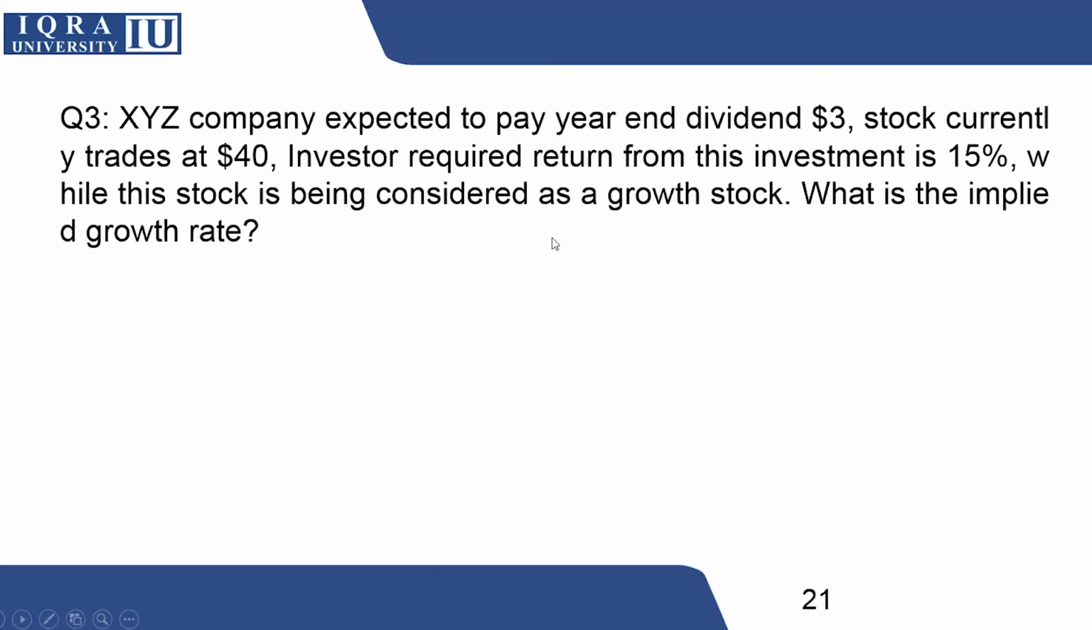The question is asking what the implied growth rate is. It means that we are interested in calculating how a growth factor will be applied in this company. So this is the data which is available. D1 is 3. D1 is given as 3. R is 15%. So you can again check the investor required return from this investment is 15%, and P naught is equal to 40. So the stock currently trades at 40. That is taken as P naught.